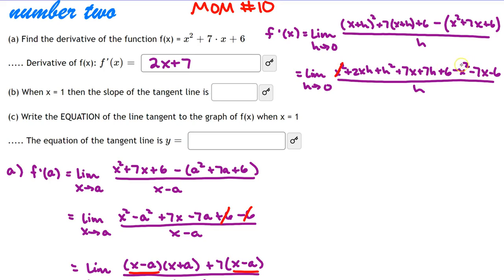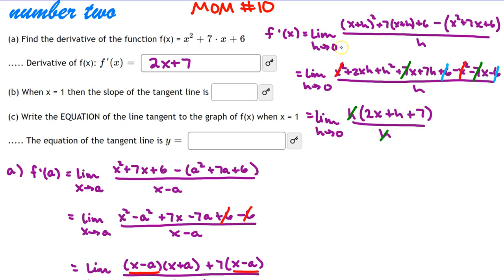Now what cancels? We have x squared and minus x squared. We have plus 6 and minus 6. We have plus 7x and minus 7x. So what do we have left? 2xh plus h squared plus 7h. Let's factor h out of all of those. H times a quantity 2x plus h plus 7. And that's all over h, so we can cancel the h's.